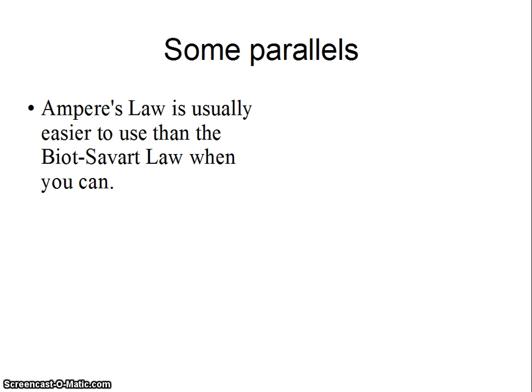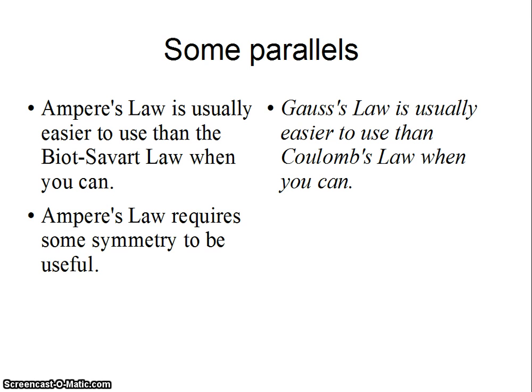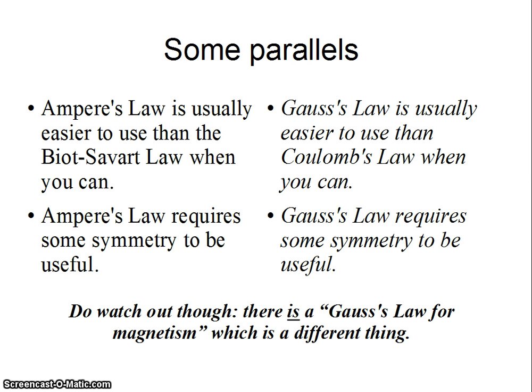So I've got the same result from Ampere and from Biot-Savart. Ampere's law was way easier, just like Gauss's law was way easier to use than Coulomb's law. Ampere's law required a lot of symmetry, just like Gauss's law does. Do be careful, there is such a thing as Gauss's law for magnetism, and it's not like Ampere's law. It's quite a different law.